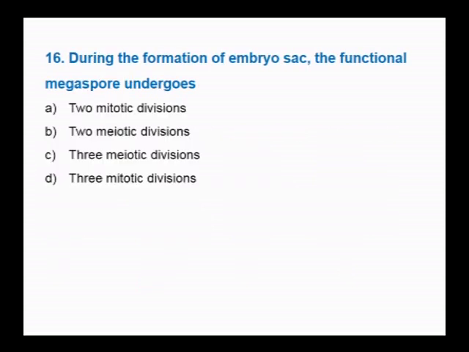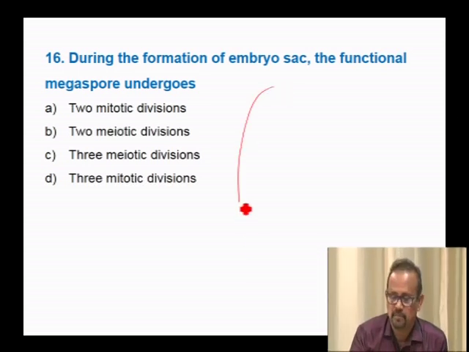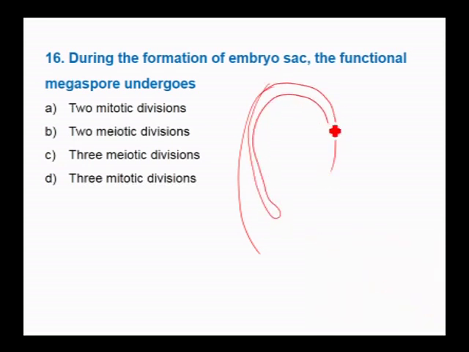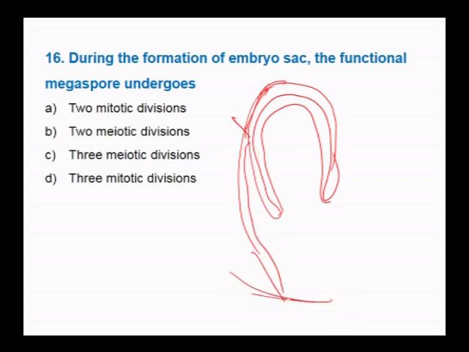In the formation of embryo sac, the functional megaspore undergoes. So, this is the megasporangium with the outer integument and inner integument. This is chalaza, micropyle, hilum, the funicle attached to the placenta. And here you have nucellus. The entire thing is sporophyte.